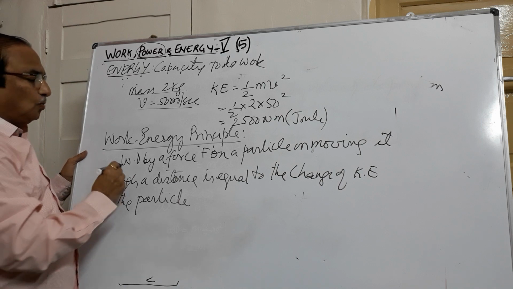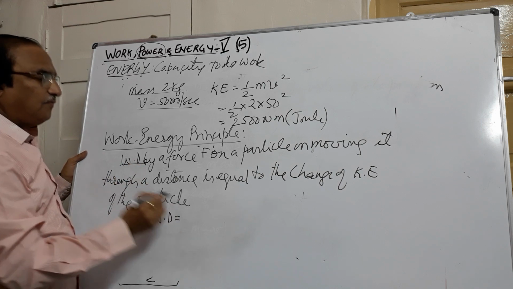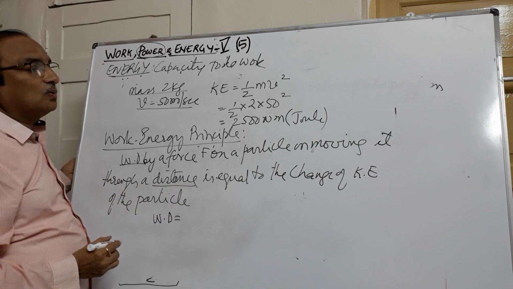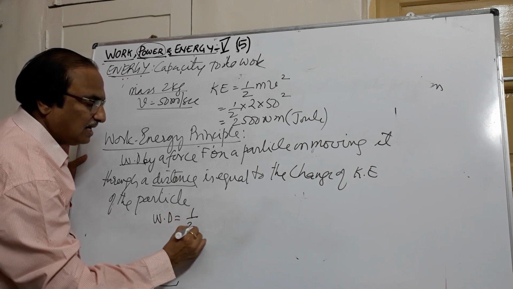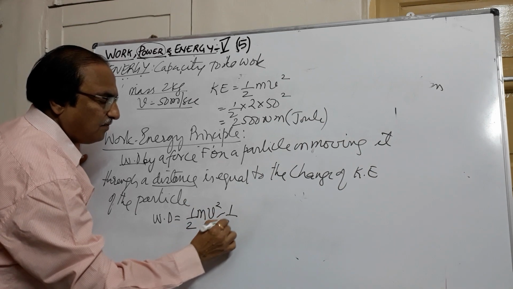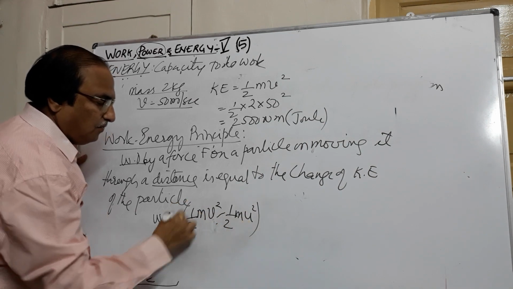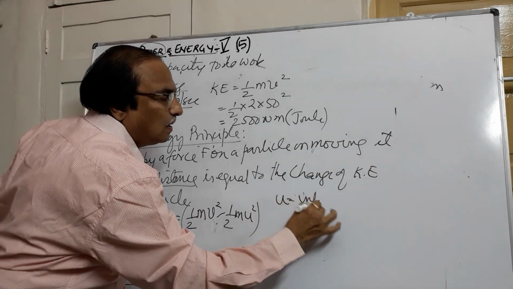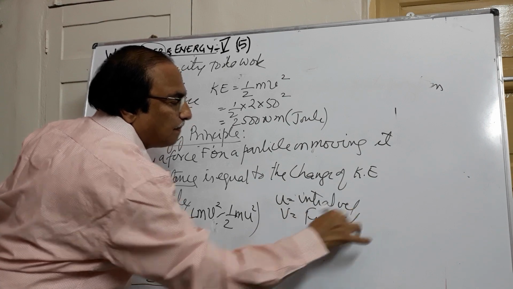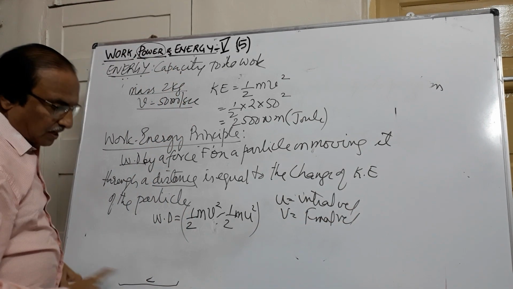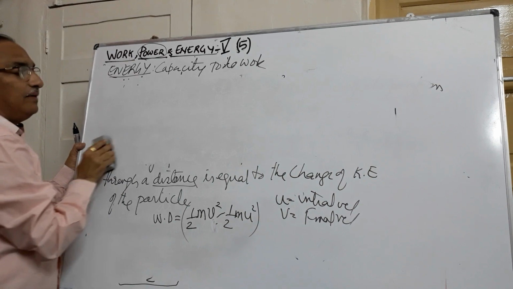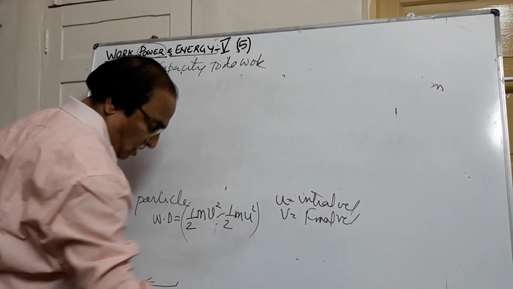Change in kinetic energy. The work done by a force on a particle in moving it for a distance is equal to the change of kinetic energy, and we know kinetic energy is half m v square minus half m u square, where u is the initial velocity and v is the final velocity. So remember this statement, the work energy principle, and many of the problems will be based upon the work energy principle.